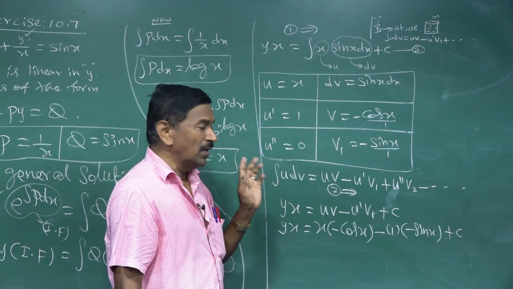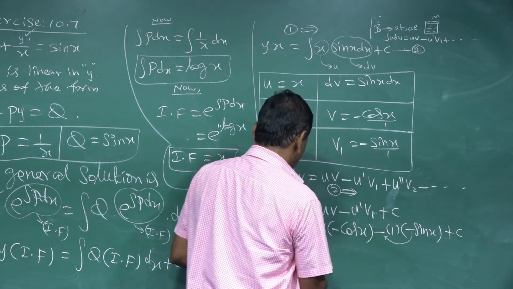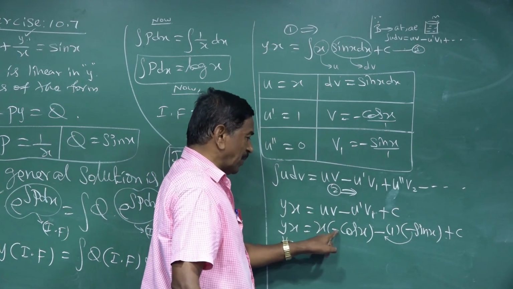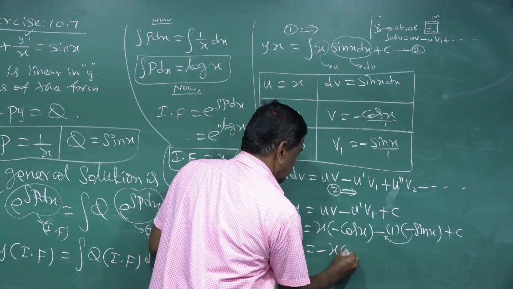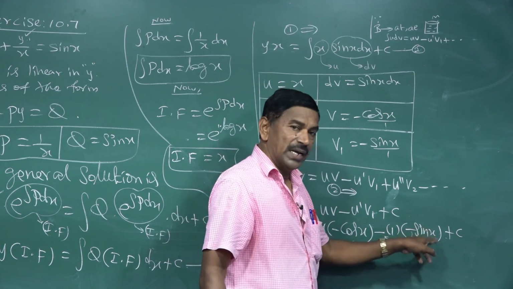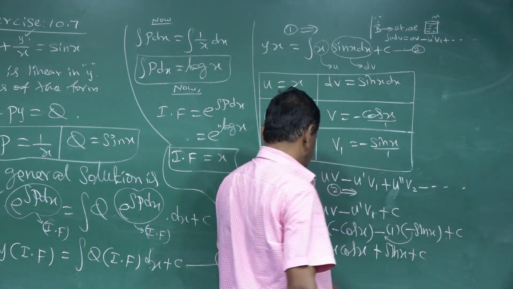Any other idea? Yes. Listen, in center, minus into minus plus. So we can write y into x is equal to, here plus into minus minus. So minus comes very first. Minus x cos x. Okay. Minus x cos x. Minus into minus plus 1 into sin x, sin x. So plus sin x plus a constant c.